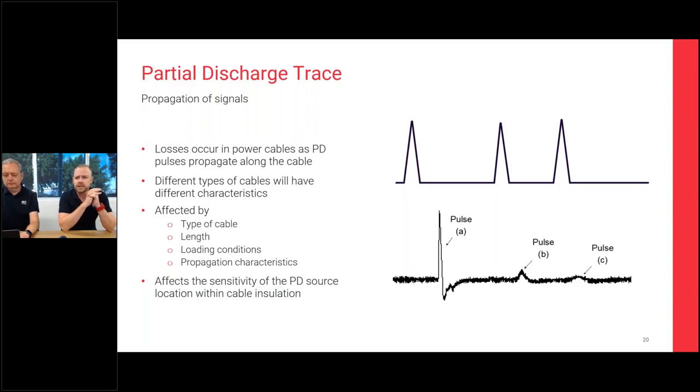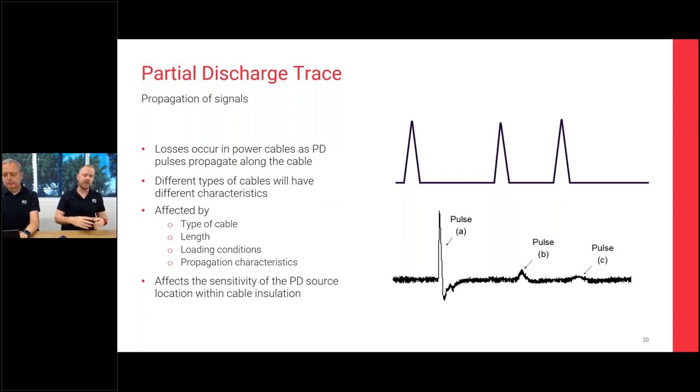So this is very similar to TDR. Well, it's the exact same theory as time domain reflectometry, if anyone wants to Google that. But it's signals bouncing up and down cables and bouncing off changes in impedance. So these signals can be affected by the type of cable, the length of the cable, the loading conditions, and the propagation characteristics that they travel through.